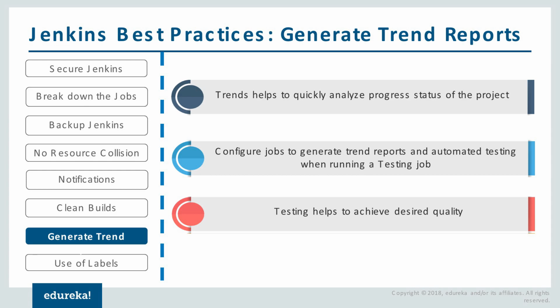Generate trend reports. Trends help you to quickly analyze the progress state of the project. So you can configure jobs to generate trend reports and automated testing when running a testing job. And this testing surely helps to achieve desired quality.